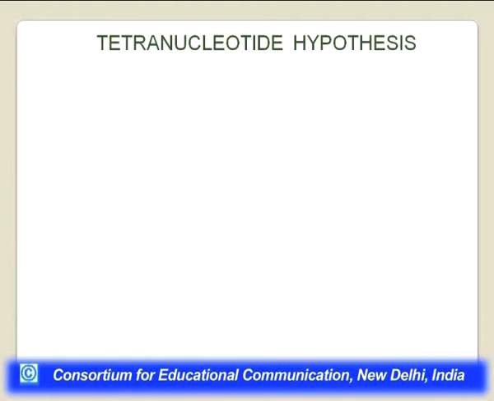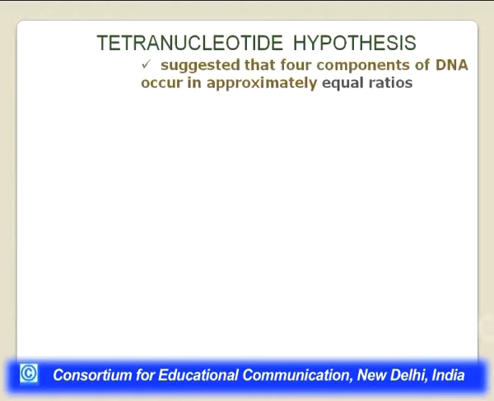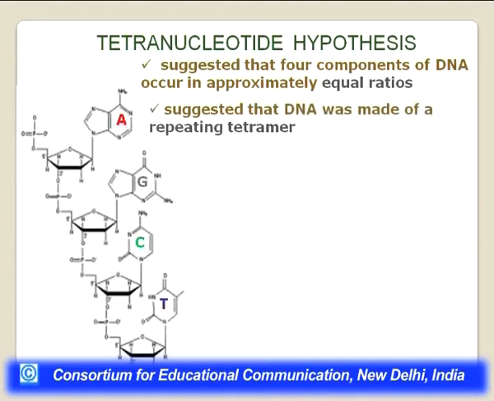He also proposed a tetranucleotide hypothesis that suggested that the four components of DNA occur in approximately equal ratios. So he talked about the nucleotides, which are different because of the addition of the bases, A, G, C or T. The entire DNA contained an equal ratio, which is A equals G equals T equals C. The four components of the DNA were present in equal ratios, and he suggested that the DNA was made up of this repeating tetramer.